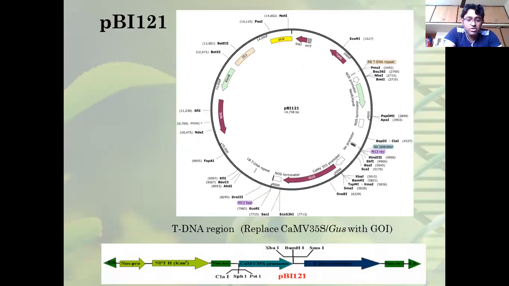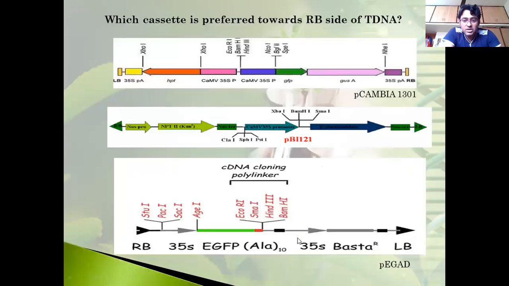Next, this is pBI 121, where NPTII, a neomycin phosphotransferase, is used as selectable marker. This is the pGAD, where the BASTA or BAR gene, phosphinothricin acetyltransferase, also confers BASTA or phosphinothricin resistance for the development of BASTA resistant plants. This also behaves as a selectable marker. So you can clone your gene here, the polylinker region. This is placed towards the right border side and the selectable marker gene towards the left border side. So these are the different types of vectors.